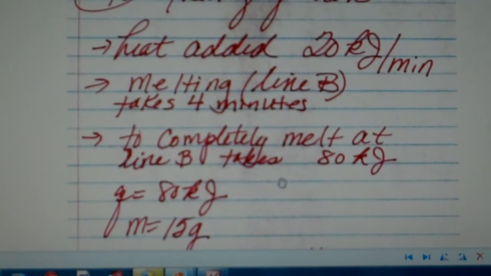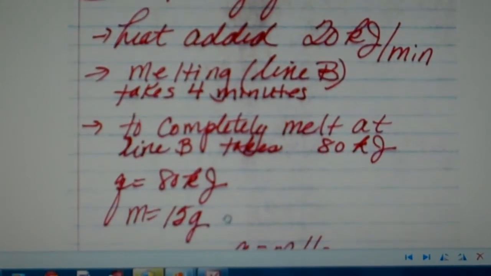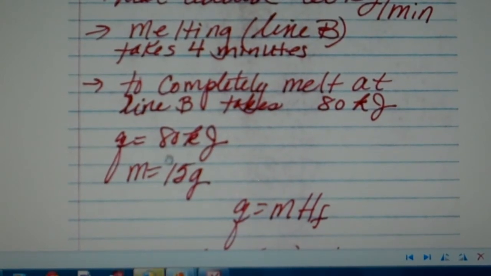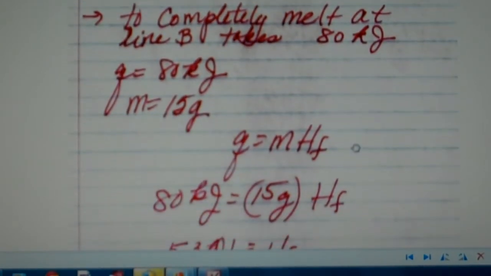So let's take a look at that a little bit more closely. It says heat is being added at 20 kilojoules per minute. And if you look at line B on the graph, line B takes 4 minutes for the substance to melt. So to completely melt on line B, it takes 80 kilojoules. So Q is 80 kilojoules from time 4 to time 8 on line B on the graph. The mass is given to you from the problem up above, and that's 15 grams.